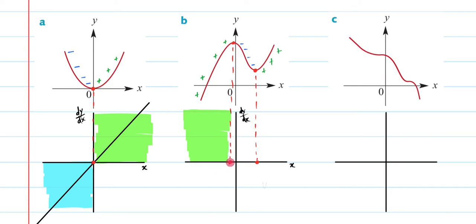Then I have my stationary point, so it's going to intersect the x-axis. Then it's going to be negative. So that means between these points, it's going to be negative. And then to the right of this, it's going to be positive because it's going up. So I'm just highlighting the regions where I'm going to draw.